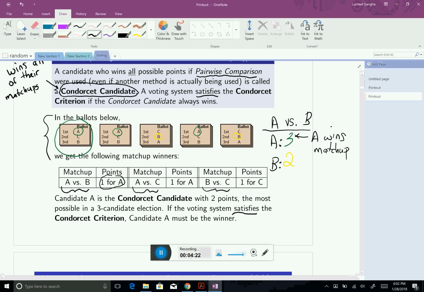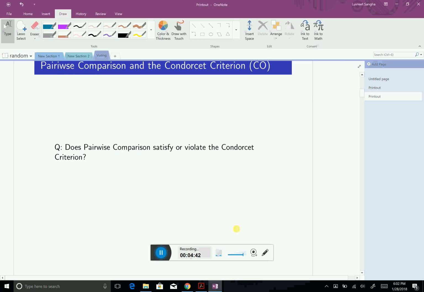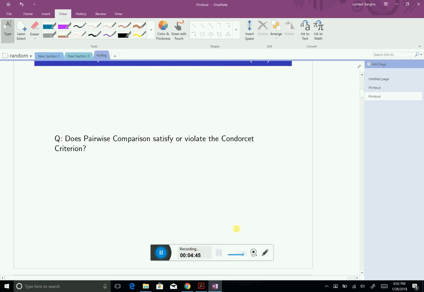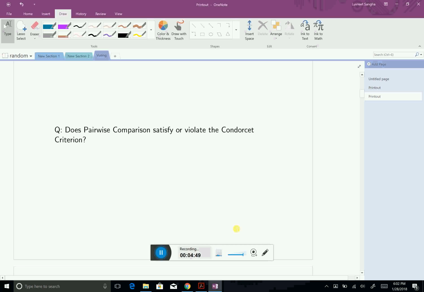So again, the Condorcet criterion says that if there is a Condorcet candidate, meaning somebody who won all their matchups, then if the voting method satisfied the Condorcet criterion, they have to be the winner. Okay, so now I want to ask a question. Does pairwise comparison satisfy or violate the Condorcet criterion? Let's suppose that there's a Condorcet candidate.